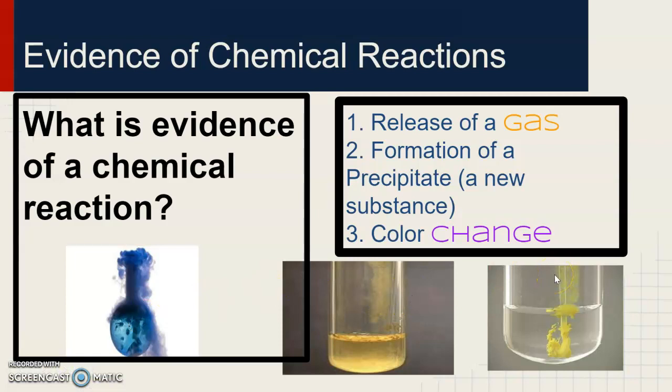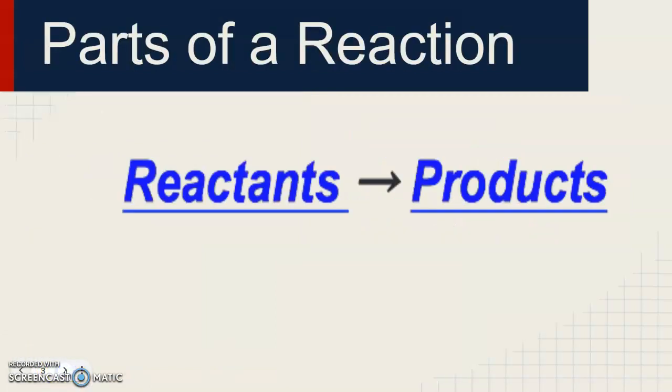So remember some evidence of a chemical reaction. We could have the release of a gas, the formation of something called a precipitate, which is a new substance. If you look at the bottom of the screen, that's a depiction of a precipitate forming out of the solution. Or if you have a color change, that could also be an indication of a chemical reaction. And that is nothing new, that's just a little bit of review. Okay, so remember, our reactants go in on the left and our products come out on the right.